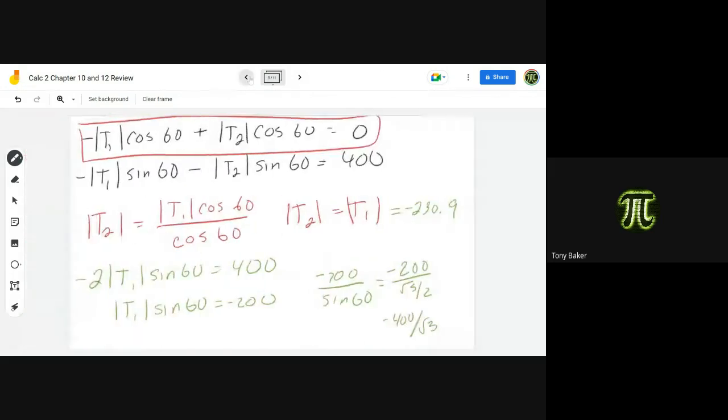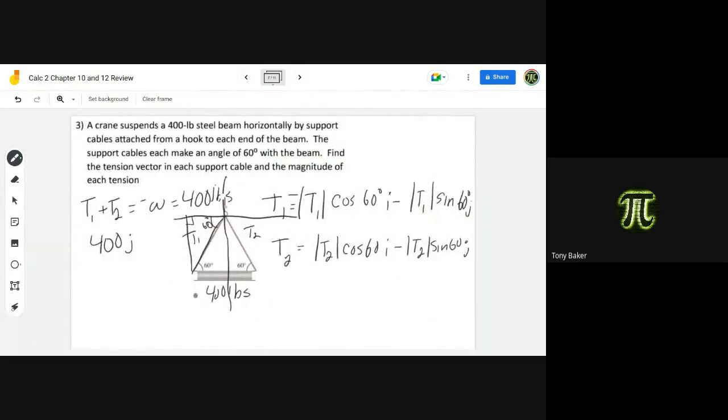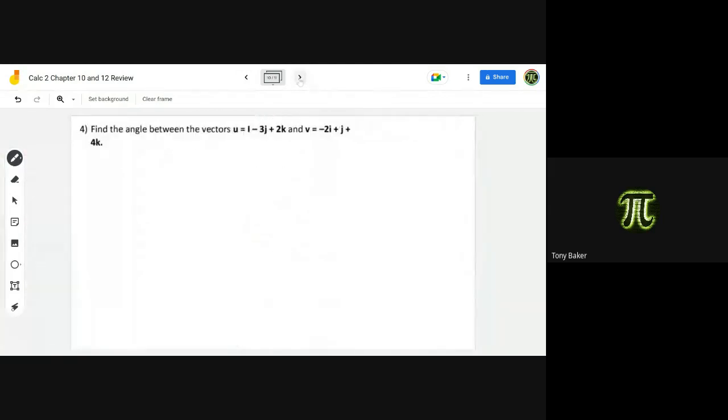And again, when you look at the picture, your goal is to make sure that it makes sense for the problem. So if this vector has got to have a negative I and a negative J, that vector has to have a positive I and a negative J. So as long as that works out, you're fine. Use the pictures to help you do the stuff.